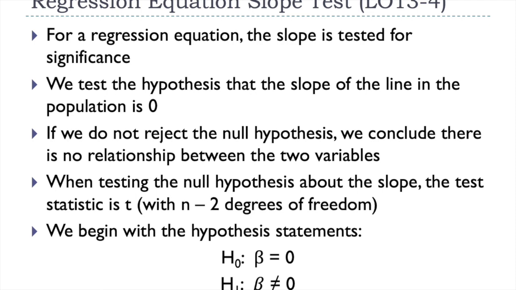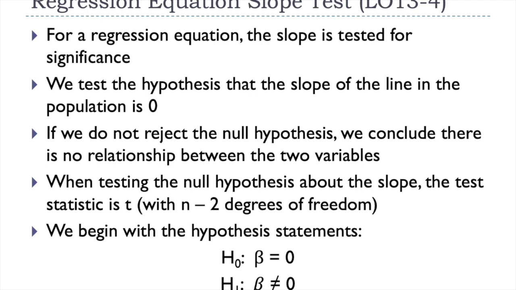The next step is to conduct a hypothesis test to see if the slope of the regression line is different from 0. So we're going to test it for significance. If we do not reject the null hypothesis, then we're going to conclude that there is no relationship between the two variables. But if we find that the slope is different from 0, then we can conclude that using the regression equation adds to our ability to predict the dependent variable based on the independent variable.